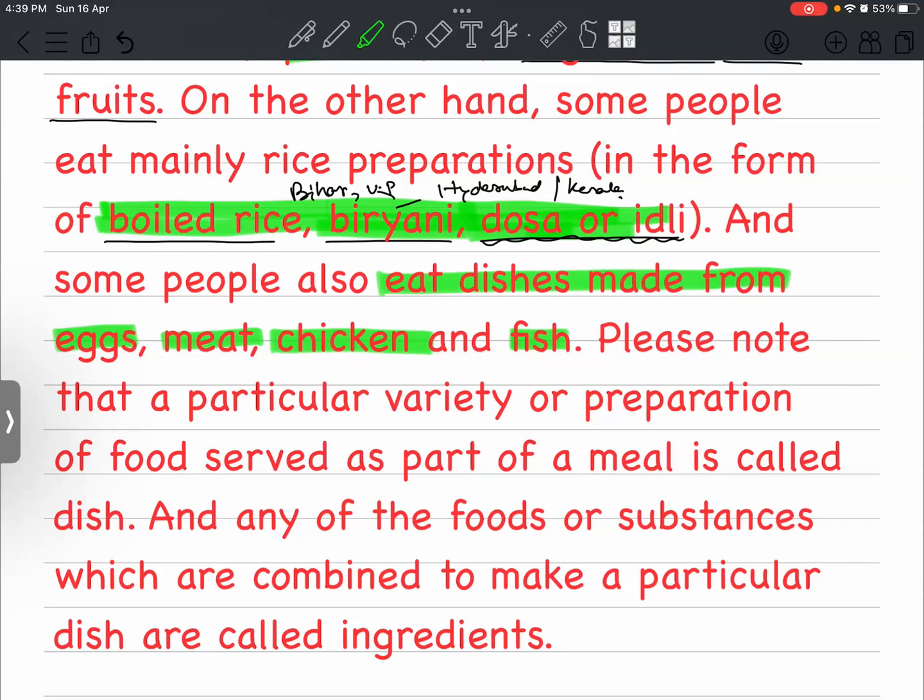Now there's a term here, dish. What do you understand by dish? Any clue? Something that we eat.